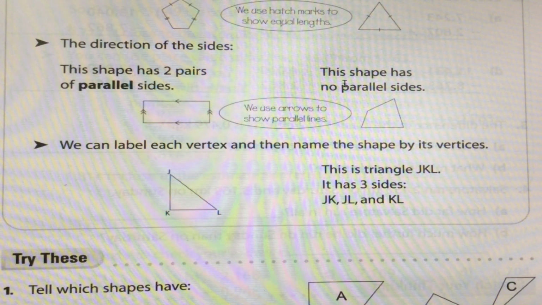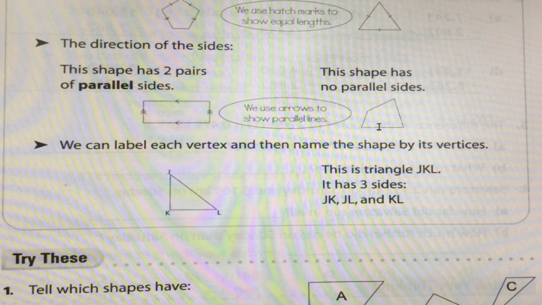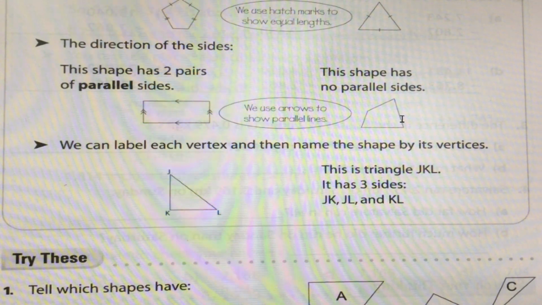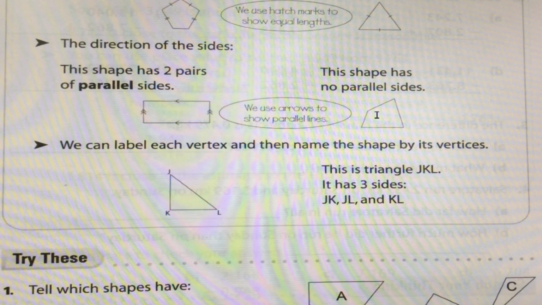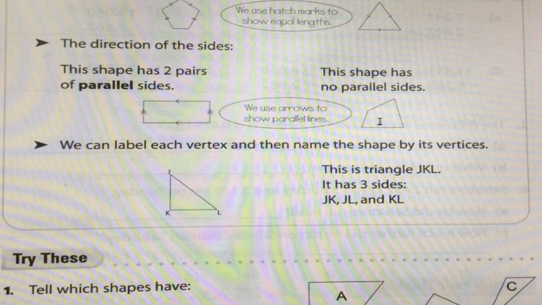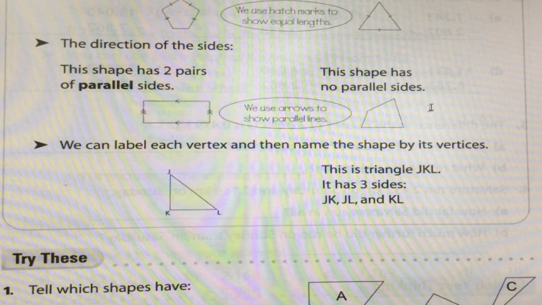This shape has no parallel sides because we don't have any of those marks in there. And if there's any question as to whether something is parallel, you can measure the distance and see if they actually have the same distance from that point to this and that point to that.